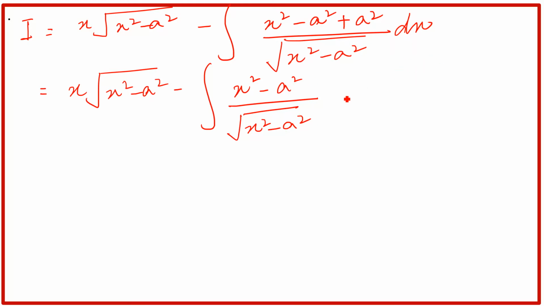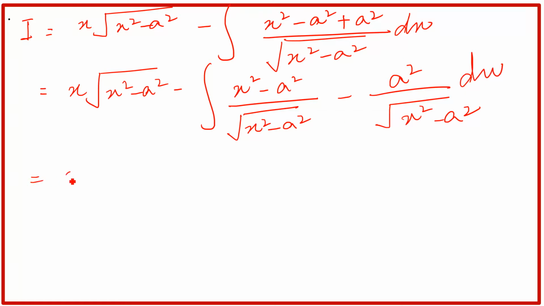So it is plus minus minus a square divided by x square minus a square. See, this plus and this minus, so this. Now we have two terms, so we will do separate integration. Now the question is very easy.